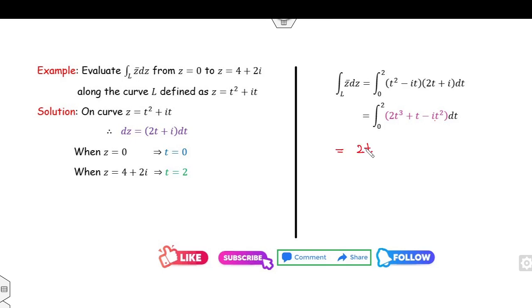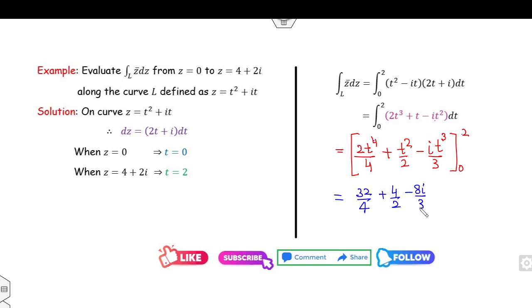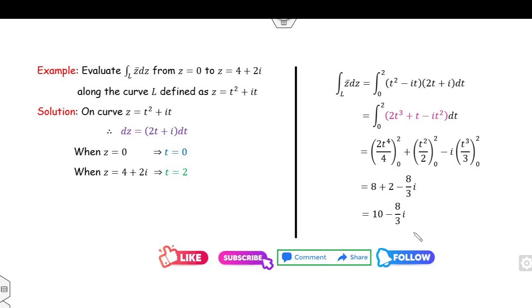So can you integrate them? It's 2 times t to the 4 divided by 4, plus t square by 2, minus iota t cube divided by 3, from 0 to 2. If you substitute the values, it's 16 divided by 4 plus 4 by 2 minus 8 iota by 3, and 0 at the lower limit. So this will be 8, this will be 2. So 10 minus 8 iota divided by 3 is the right answer of the problem.